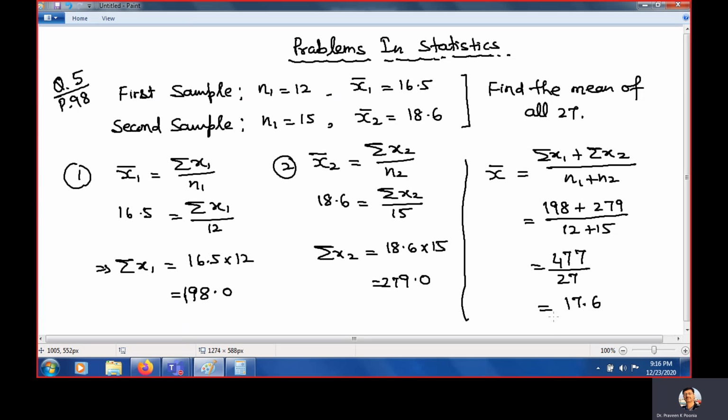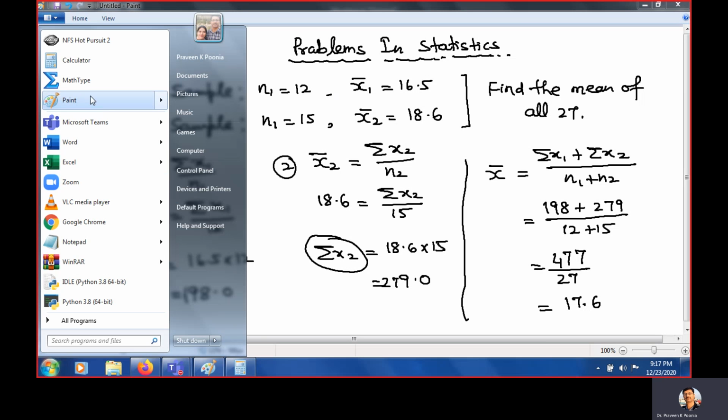Clear? So if two different samples are given, with their number of values and means given, you need to find the sum of total values. You need to find the sum of the first one, the sum of the second one, and then use the formula. This is called the weighted mean. Okay, this is question number 1.